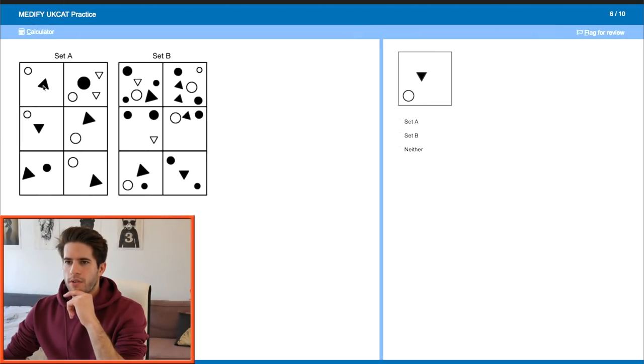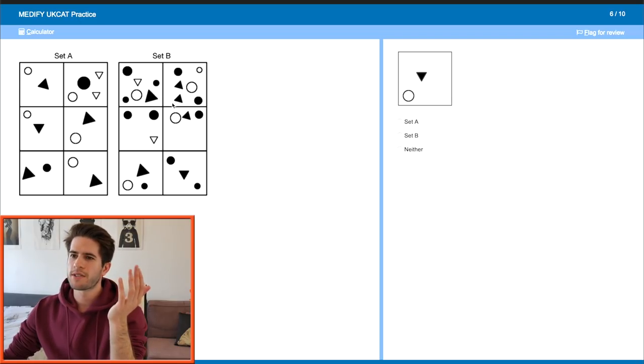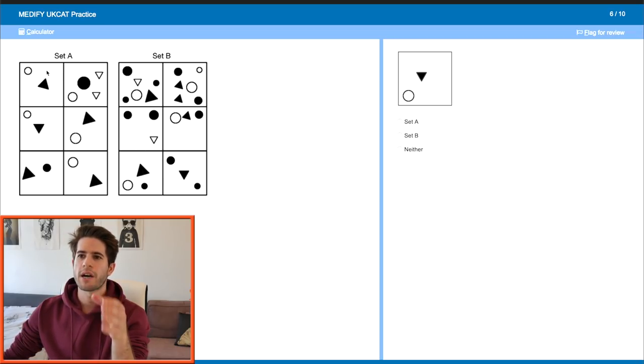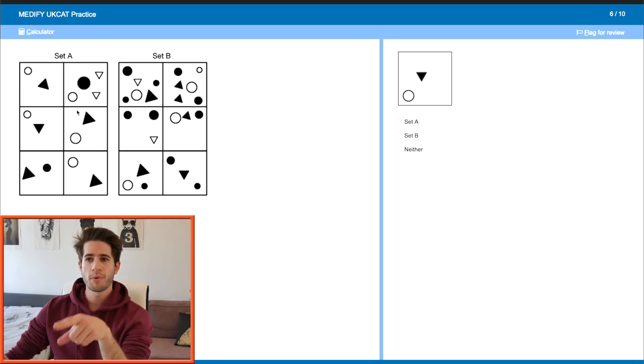Circles and triangles, great. And here we also have circles and triangles. So let's talk about number. 2, 2, 2, 2, 2, 4. 3, 3, 3, 3. 1, 2, 3, 4, 5, 6. Damn it. 1, 2, 3, 4, 5, 6. This could still be a rule. I can still say in set B, there are either 3 or 6 circles and triangles, whereas in set A, there's either 2 and 4. Okay, so we can say multiples of 2 in set A, multiples of 3 in set B.